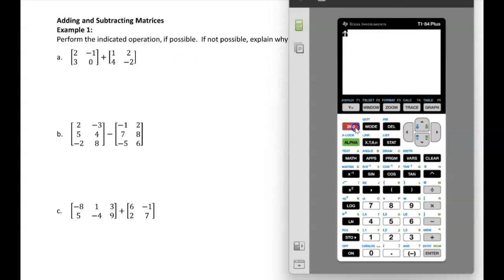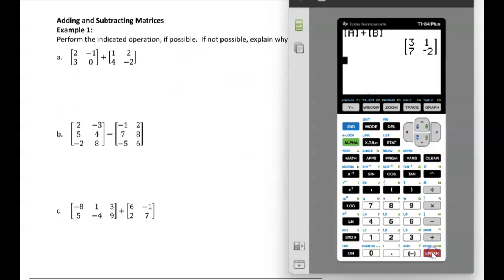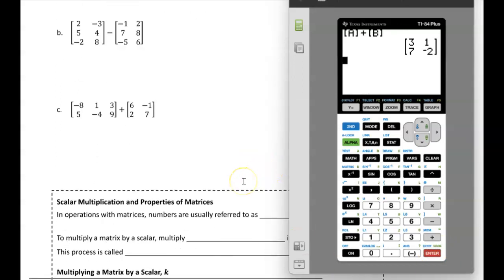So we can now choose our matrix: second matrix, and right here, these are the names of the matrices. So hit enter on A, and then put plus, and go back second, then matrix, go down to B, hit enter on B, and then hit enter, and there's your solution. So you can add, subtract, multiply, divide, etc. with matrices.